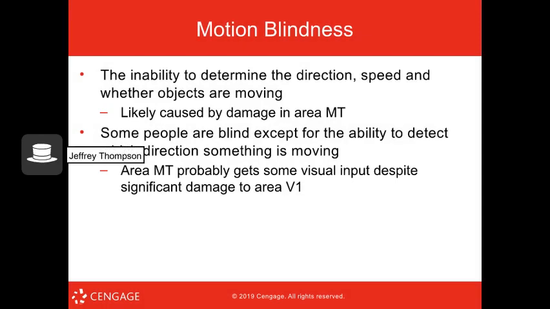There's also what's called motion blindness, which is an inability to determine the direction or speed of objects or whether or not something is moving. This is likely caused by damage to that area in the MT. Some people are blind, except for the ability to detect which direction something is moving. So that means that the area MT probably still gets some visual input, even though there's damage in the V1 area, which is where most visual information is being primarily routed to.